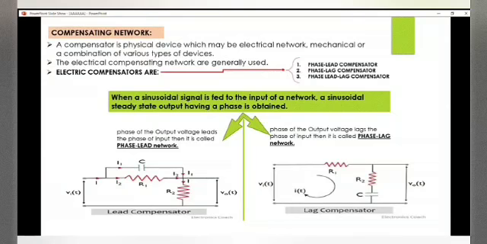Basically, we have any system, and in input we are providing a sinusoidal signal, but in output we are getting a sinusoidal steady state output but having a phase.